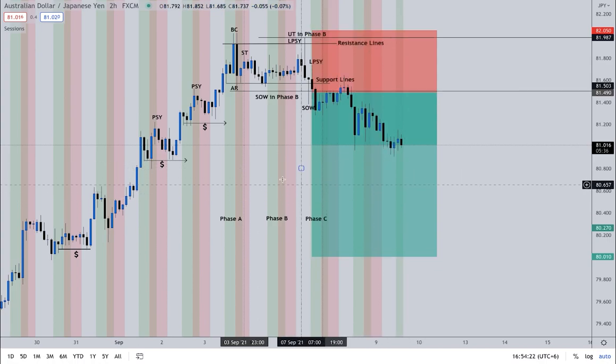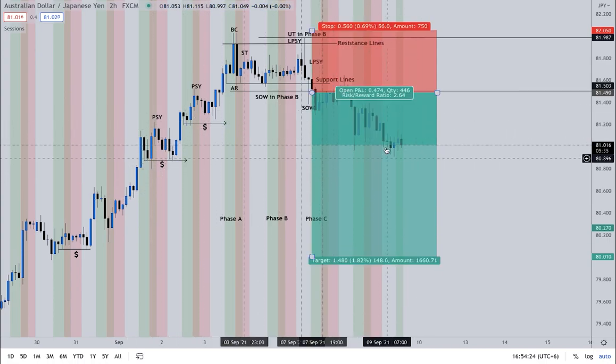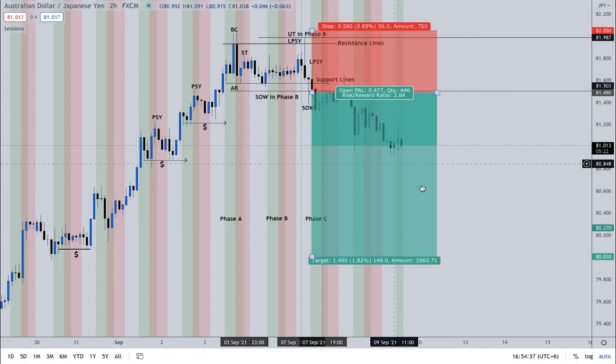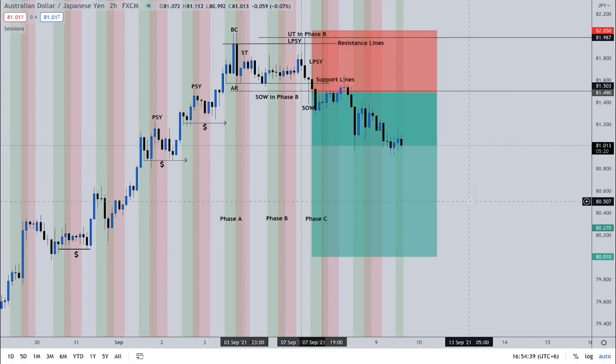After taking out the first liquidity pool, we closed half of our positions here. If price comes to this point, we will close more partials here and let the other positions run for the final target. As price is creating lower highs and lower lows, we are anticipating that price might create a new lower high and drop.